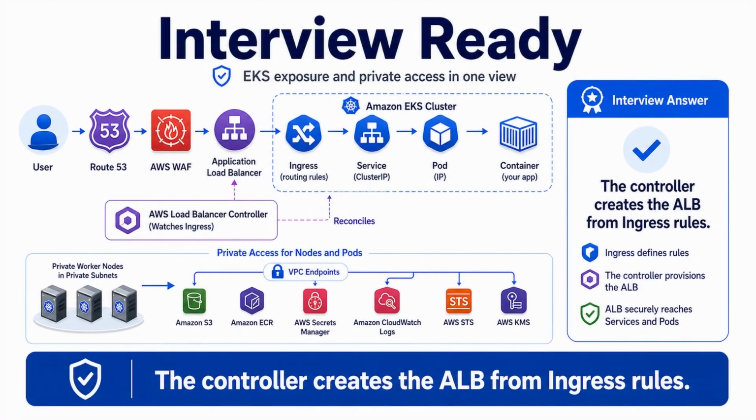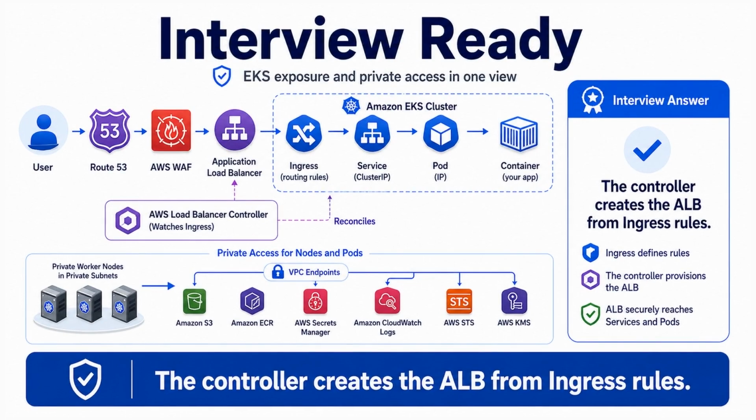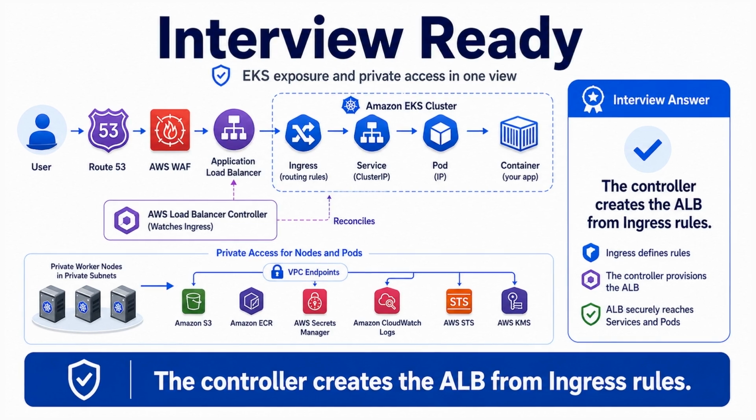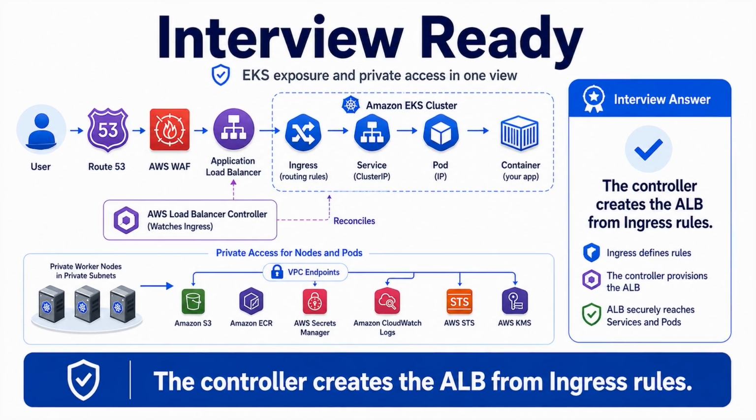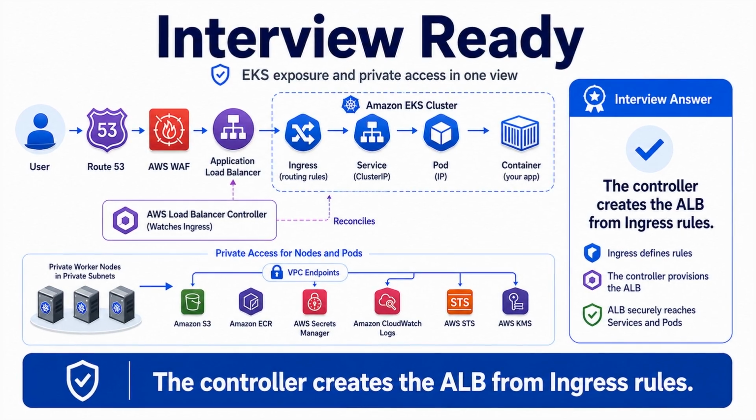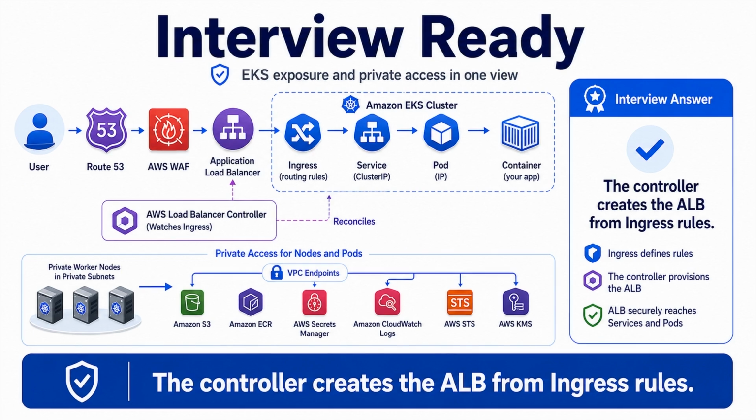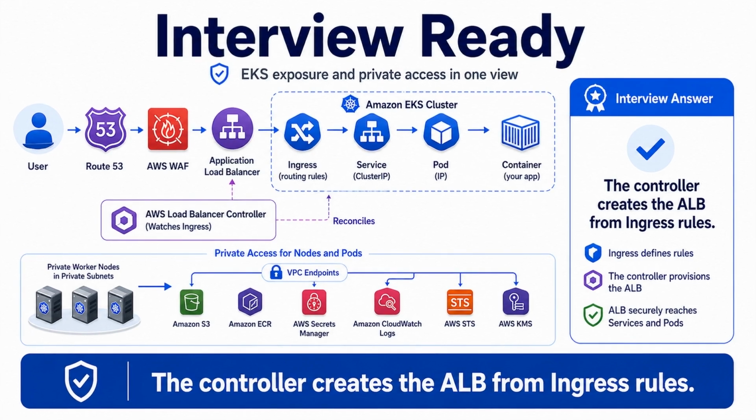A clean interview answer sounds like this. In EKS, the Kubernetes application is not directly exposed. The AWS Load Balancer controller creates an ALB from Kubernetes Ingress rules. The ALB forwards traffic to Kubernetes services and pods. Worker nodes run in private subnets, and AWS service access should use VPC endpoints where possible.